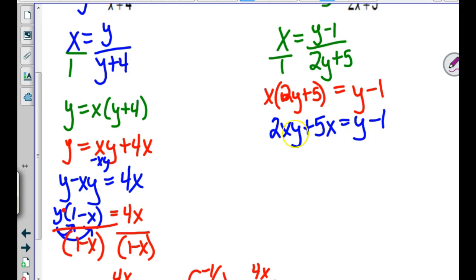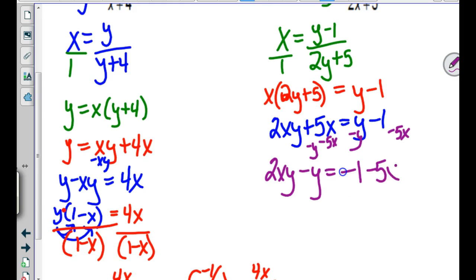Okay, if I subtract the y over here, I'll have the 2xy over here, and I'm going to subtract this y over to this side. But what am I going to do besides that? I got to move that over there, but it's going to be done by subtracting. So I'm going to have a negative 1 minus a 5x.